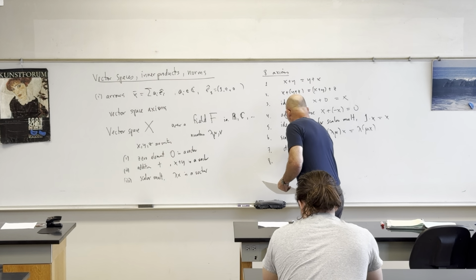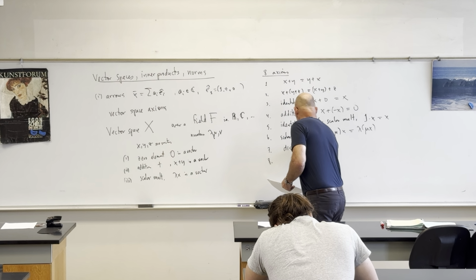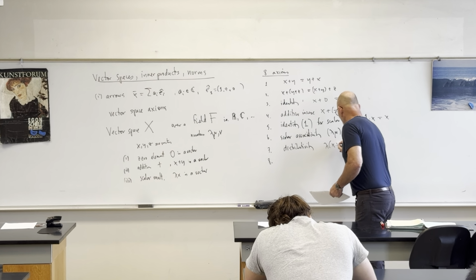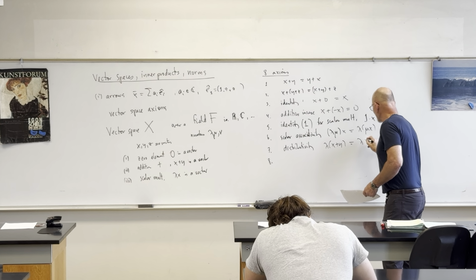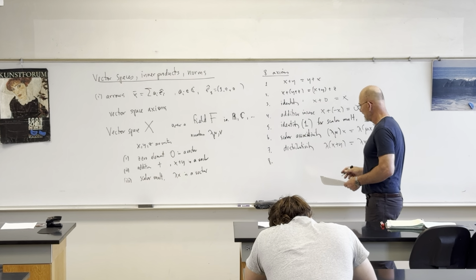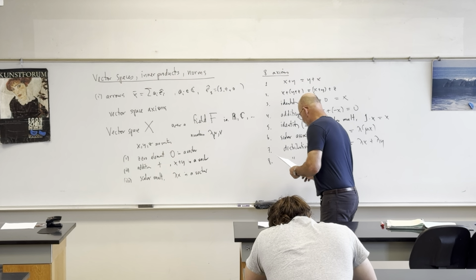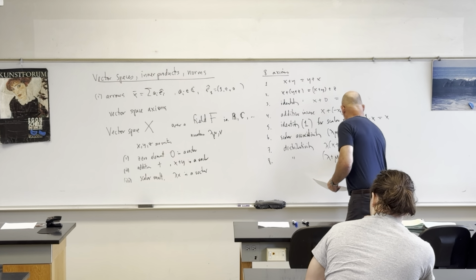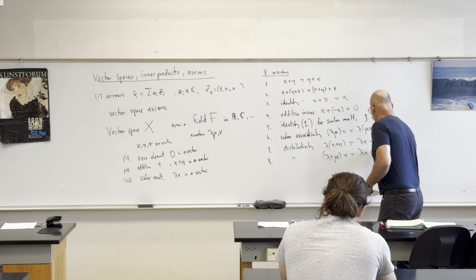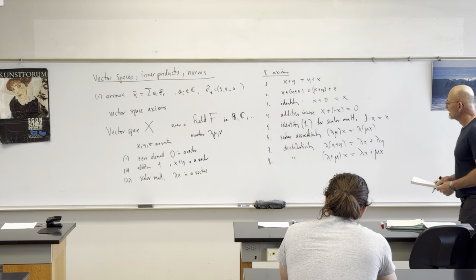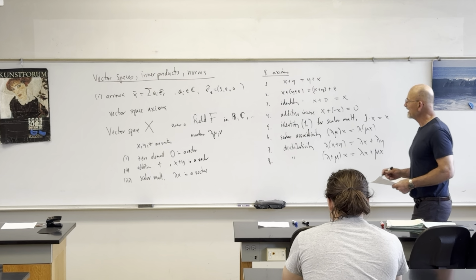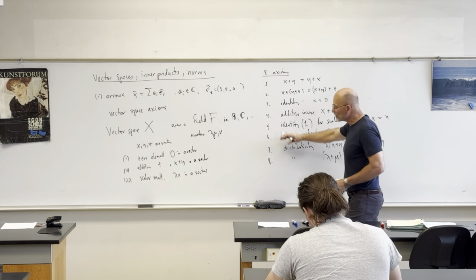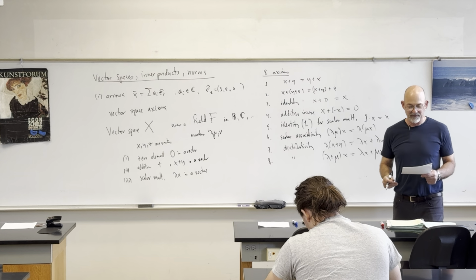And we have two distributive laws. The first distributivity law is lambda times x plus y equals lambda x plus lambda y. And finally, the second one is lambda plus mu times x equals lambda x plus mu times x. So if you have any set of objects that have these elements and satisfy these rules, then you have a vector space.